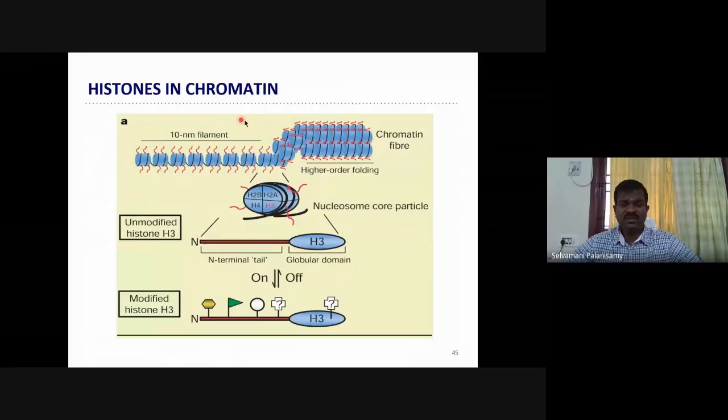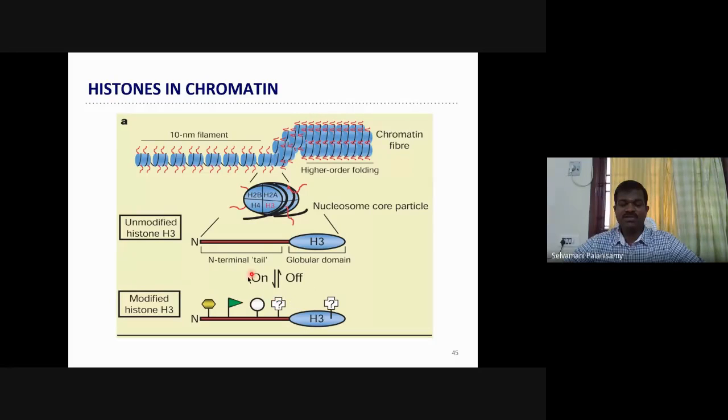So here it is, a very small filament, the histone. This is a chromatin fiber. This was in the supercoiled form. But when the histone is not modified, it looks like this. That is the N-terminal tail, and the globular domain is here. Put together, it's a nucleosome. It's very high order folding. So now this form is converted to this form. That is when the histones were modified.